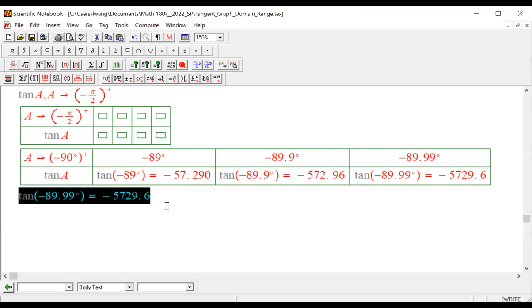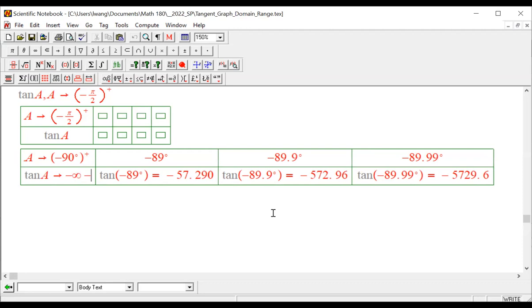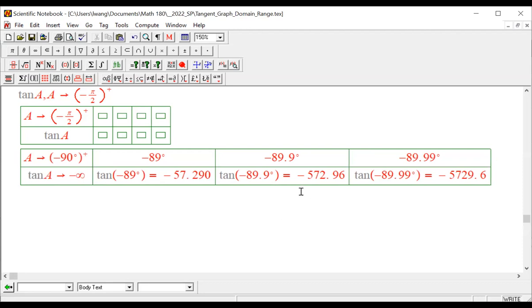So we can conclude that this is going to approach negative infinity. So what do we say about the range? From negative infinity to positive infinity, right? From negative infinity to positive infinity, okay? To help us see even better, with radians, okay?